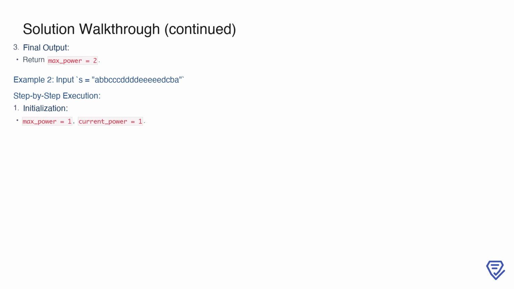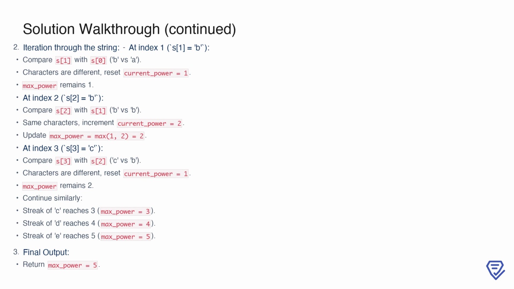Now, let's look at another example where the input string is apt_ddikba. As before, we initialize max_power and current_power to 1 to begin tracking the streaks of consecutive characters. Starting the iteration, at index 1, the character b differs from the character at index 0, so current_power is reset to 1, and max_power stays 1.